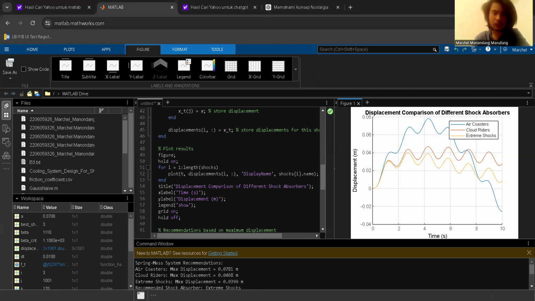So after thorough analysis and comparison, the recommended shock absorber for the military vehicle will be the one that minimizes the displacement the most effectively. The conclusion ensures that the suspension system provides optimal performance in mitigating the impact of rough terrains, thereby enhancing the stability and integrity of the vehicle.